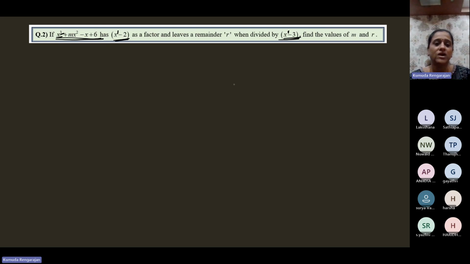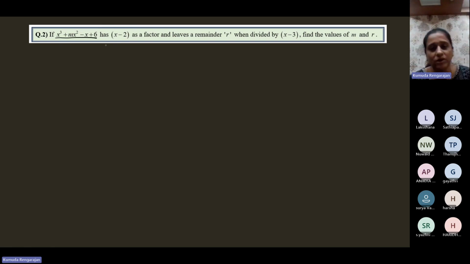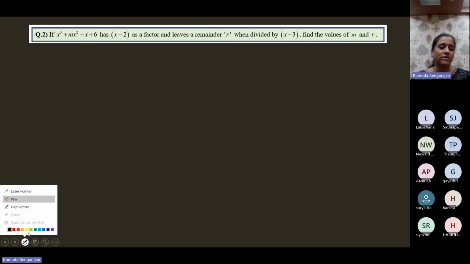Both are linear. Now when you divide this cubic polynomial by this linear polynomial x minus 2, the remainder is 0 because it's a factor. But when you divide the same cubic polynomial by x minus 3, the remainder is not 0. It's given that the remainder is r. And you are asked to find the values of m and r.